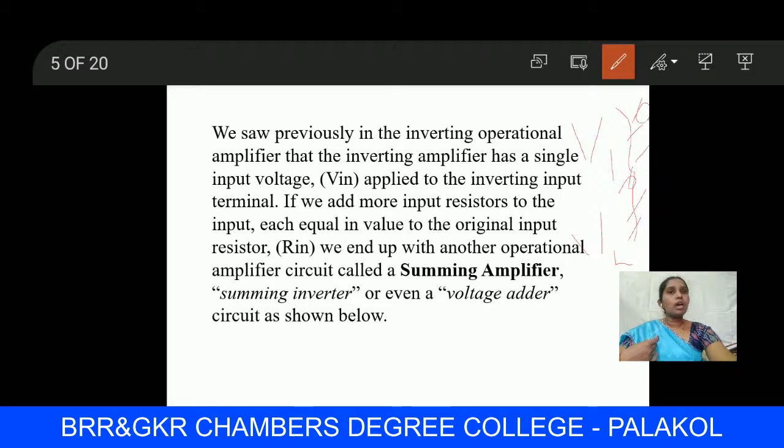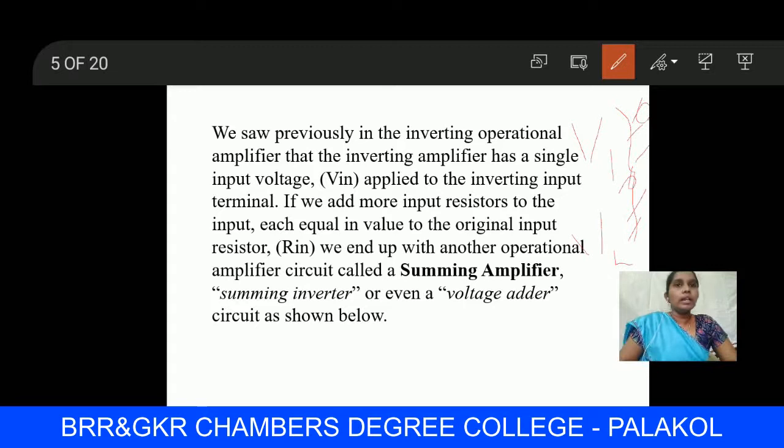Okay, so in the previous discussions we have already seen what the inverting operational amplifier and non-inverting amplifier are. Those were all discussed in the last sessions. Now we will see how an operational amplifier acts as an adder. An adder is also called a summing amplifier.